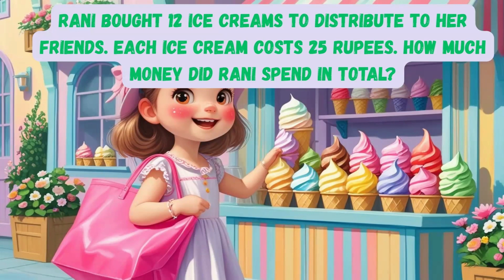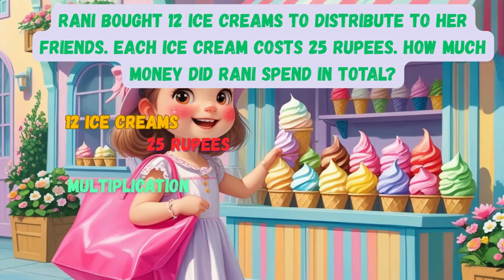What information do we have? We know Rani bought 12 ice creams. We know each ice cream costs 25 rupees. We need to find the total cost. We have 12 groups of ice creams. Each group costs 25 rupees. When we have equal groups, we multiply.